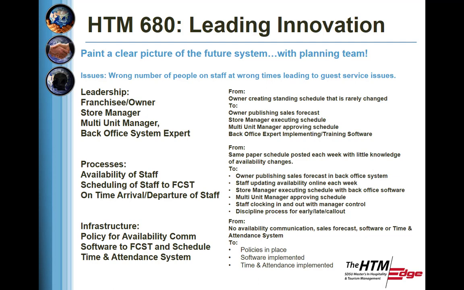In terms of the infrastructure, we have policies available for availability communication for the staff. We have software to forecast and to schedule. We have time and attendance systems. So we're going from no availability communication by the staff, no sales forecast software, no time and attendance, to policies are in place, software is implemented, time and attendance is in place.